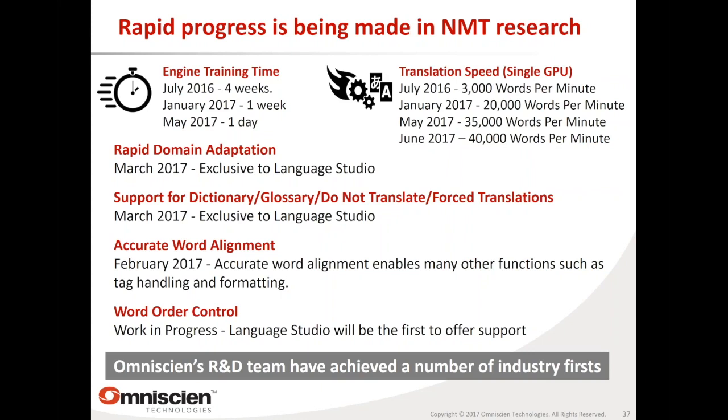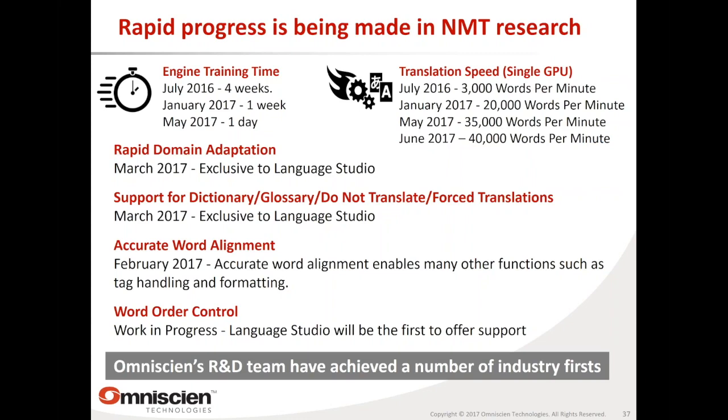Now, neural machine translation requires a lot of high quality data. We're able to manufacture some of that data for you to make things much easier. We're the only neural platform today to have support for dictionary, glossary, do not translates, and other forced translations. We have exceptionally accurate word alignment, which has been one of the big problems with neural machine translation. Because of the way it translates, breaking things up into subparts, it's been very hard to trace where words move. We've solved that problem. And we're nearly solving now word order control.